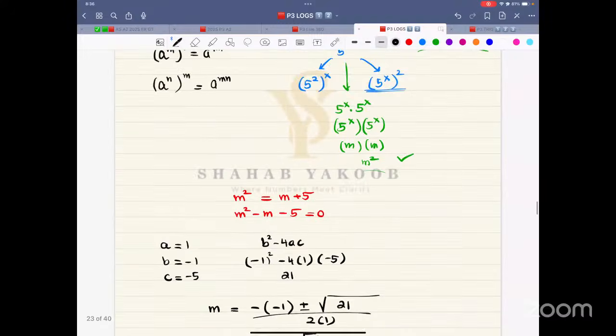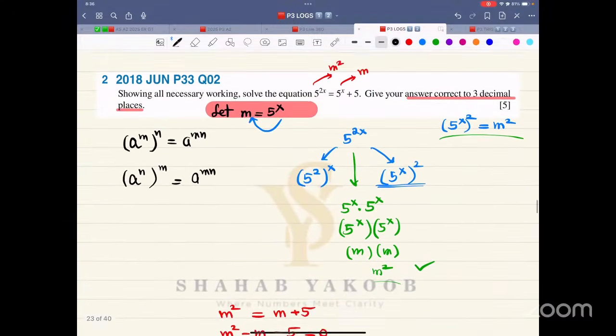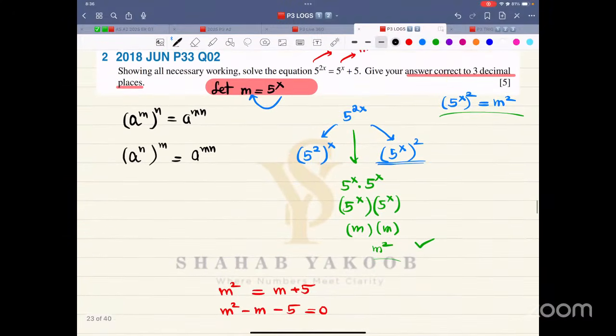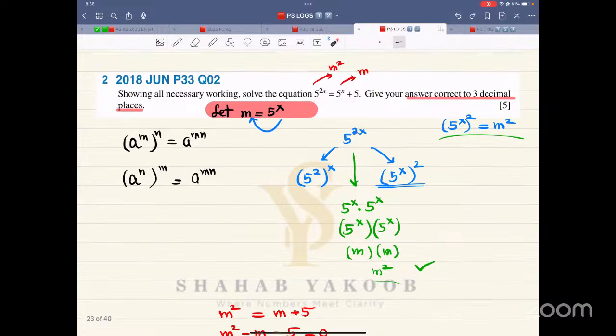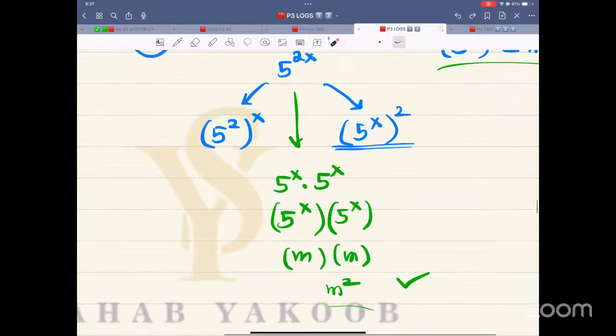Yes, something like this. Let's go over this. Showing all necessary working, solve the equation 5 raised to power of 2x is 5 raised to power of x plus 5. So make a substitution. Let m equal 5 raised to power of x. And 5 raised to power of 2x can be written in 3 different ways. Just have a good look.